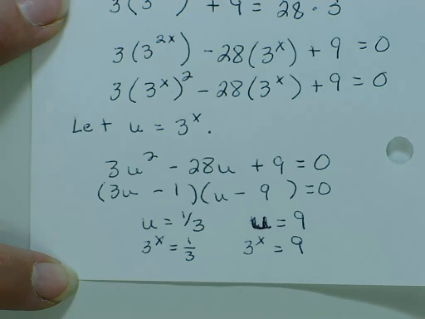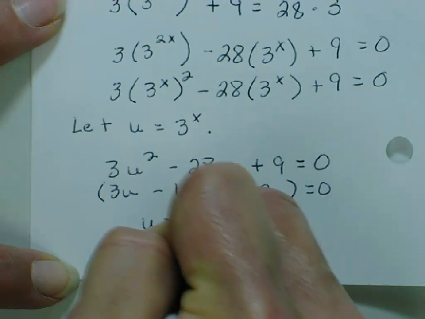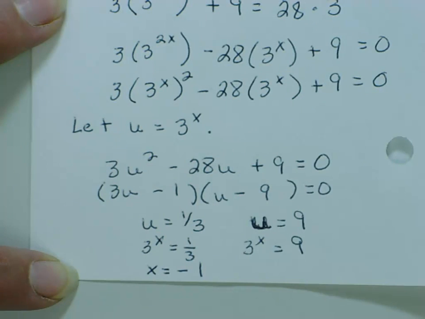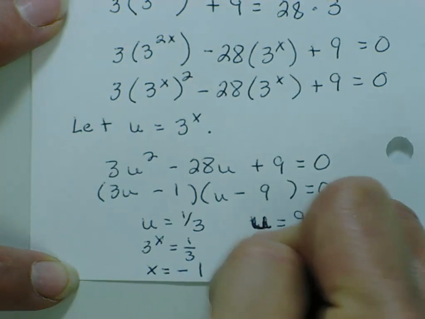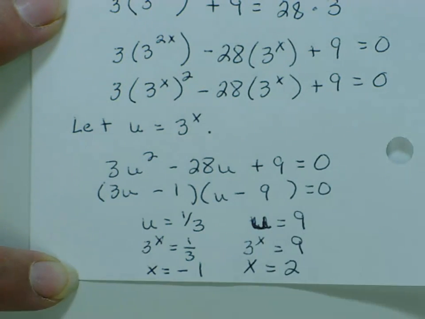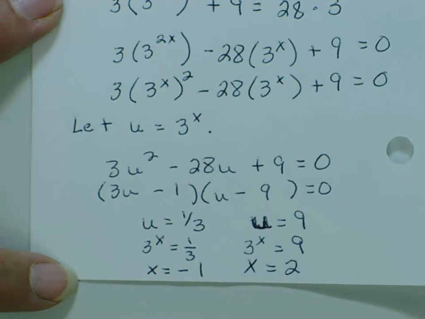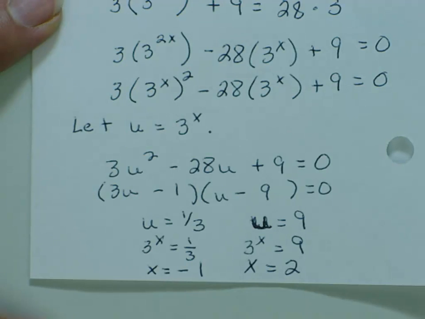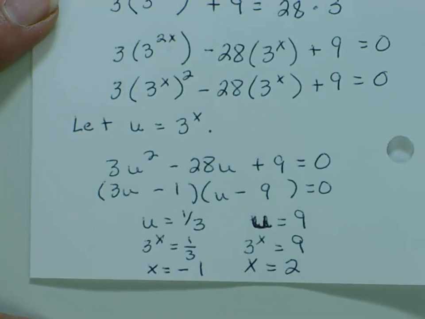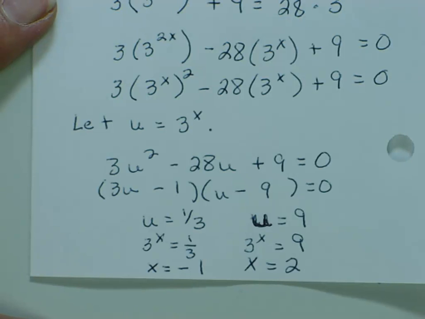What power of 3 gives you 1/3? What power of 3 gives you 9? That's your solutions. And do we have to recheck this? We don't have to check it because there's no log, right? Right. Okay. You can check it. It's good to check it, but you don't have to check it because neither one of those should be an extraneous solution.